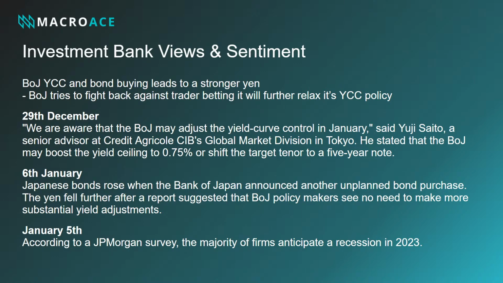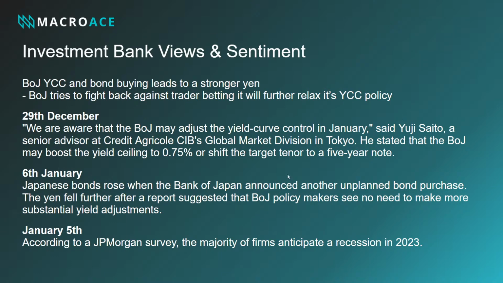On January 6th, you had Japanese bonds that rose when the Bank of Japan announced another unplanned bond purchase, and the yen fell further after reports suggested that the Bank of Japan policymakers see no need to make more substantial yield adjustments. So how the currencies have been reacting to the Bank of Japan's policy has been very significant and could still play a role in how the markets react today, and where we might see the biggest reaction or more sensitivity, should I say, within the currency market.